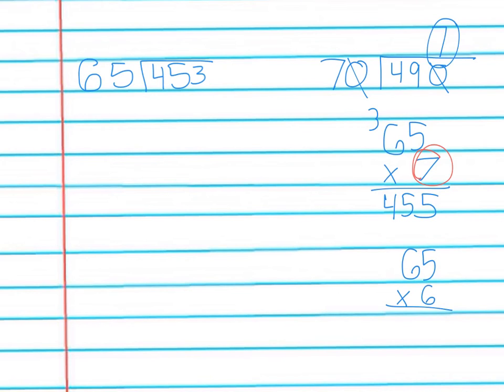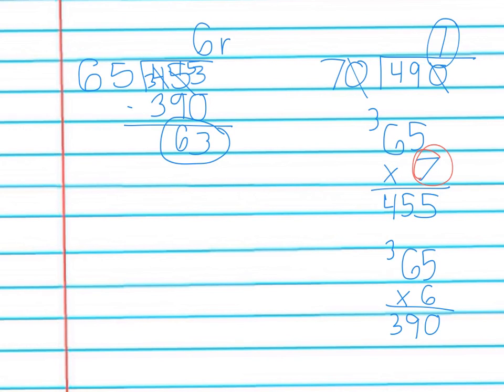65 times 6. That's going to work. It's going to be a pretty big remainder, I think, but it's going to work. 15 minus 9 is 6. Okay, so let's check. My remainder here is 63, and that's okay as long as it's not the same or bigger than my divisor, and it isn't. So that's a good check.